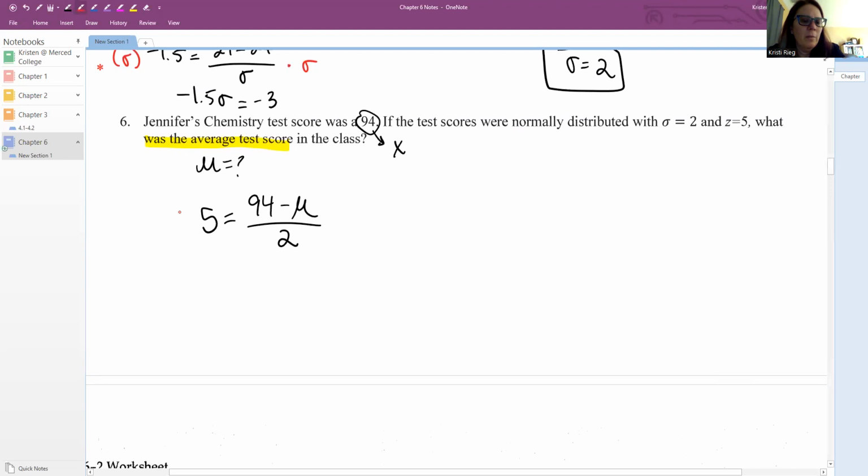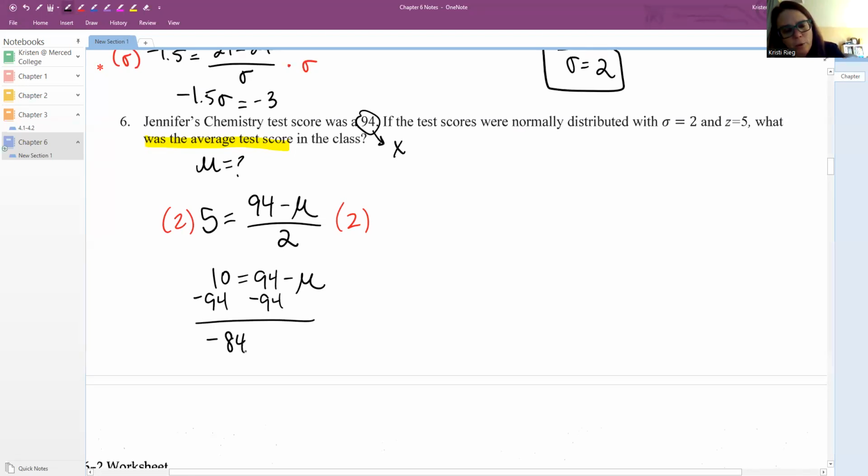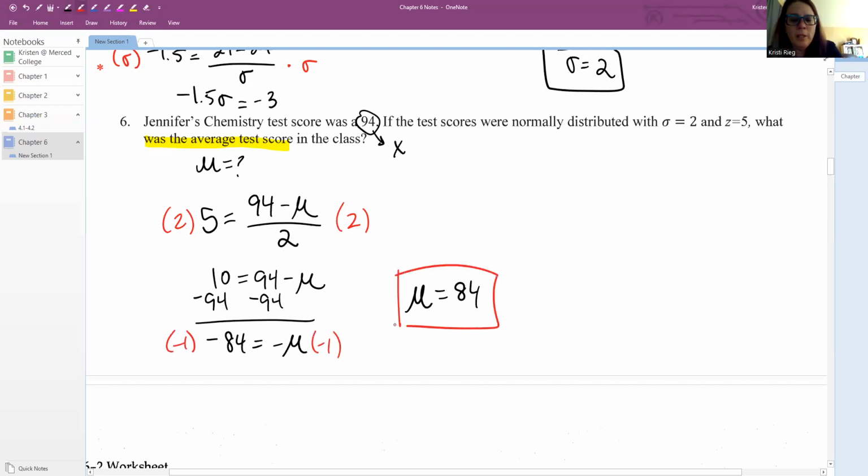Okay, so multiply both sides by 2. We get 10 equals 94 minus mu. Again, if you can do this in your head, do it. That's fine. Negative 84 equals negative mu. The point is, it just needs to be a positive answer. So we need to finally multiply both sides by -1 in order to get mu equals 84. The average test score for this class was 84.